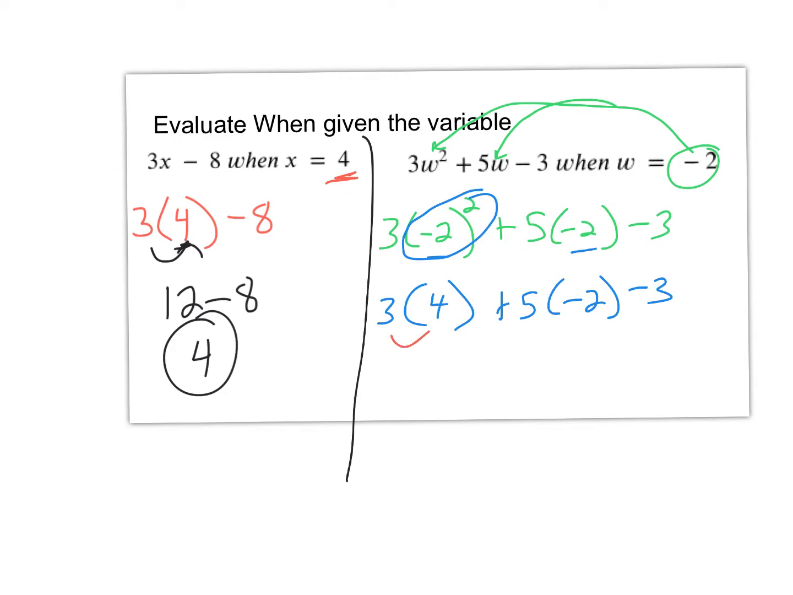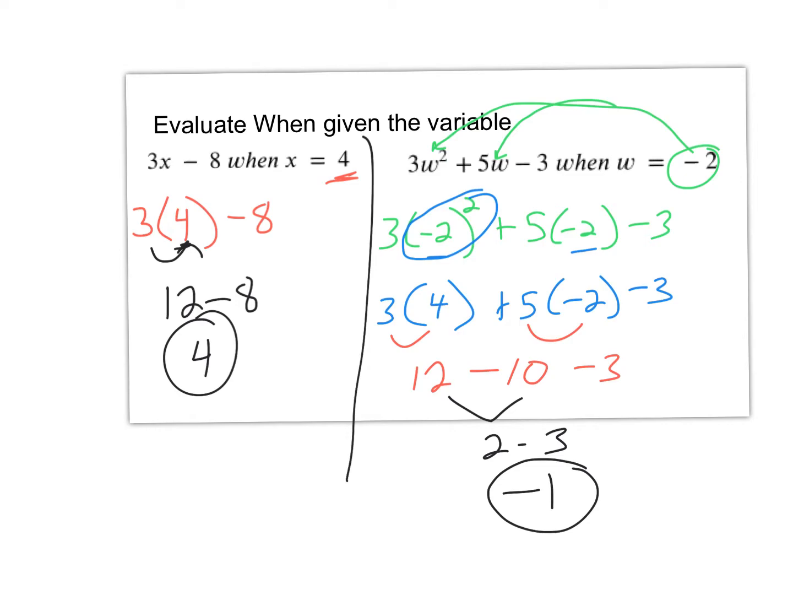Now at this point, 3 times 4 is 12. 5 times negative 2 is negative 10, minus 3. Now add and subtract. So 12 minus 10 is 2. 2 minus 3 is going to be negative 1. Now again, with stuff like this, it's just a matter of taking your time, okay? All right, so let's move on.